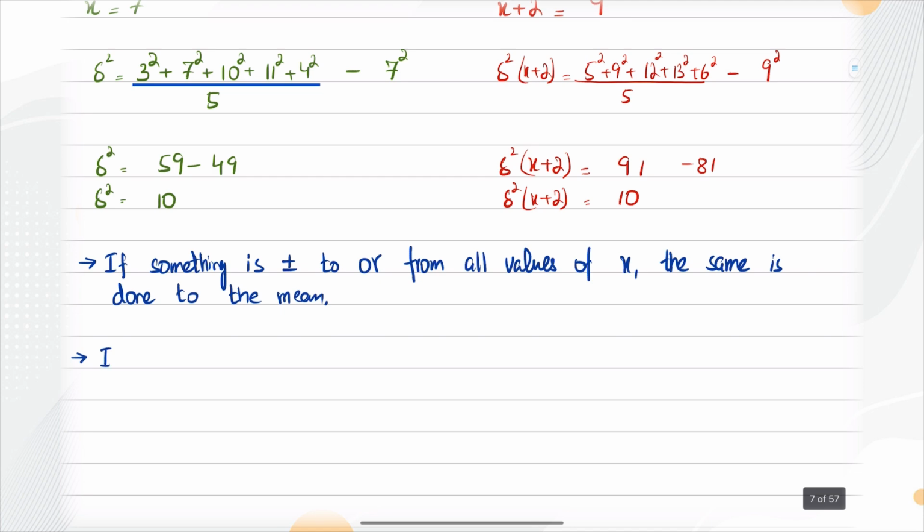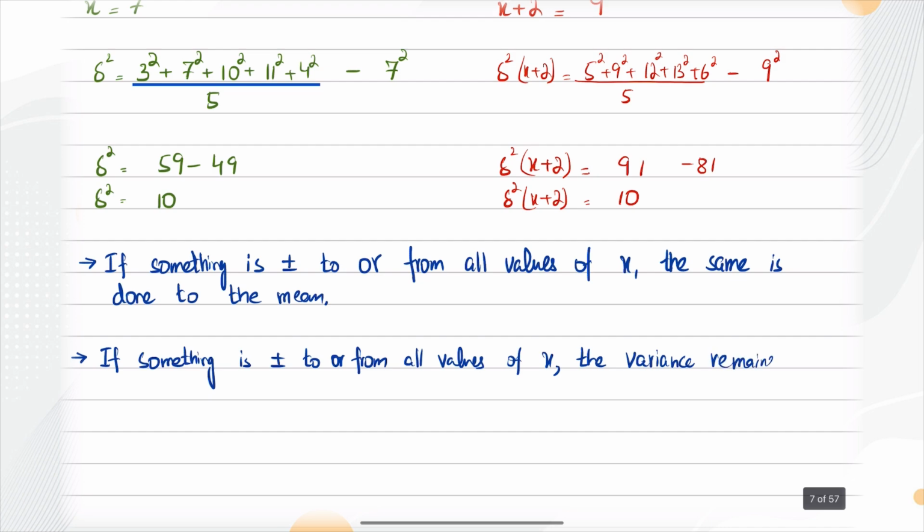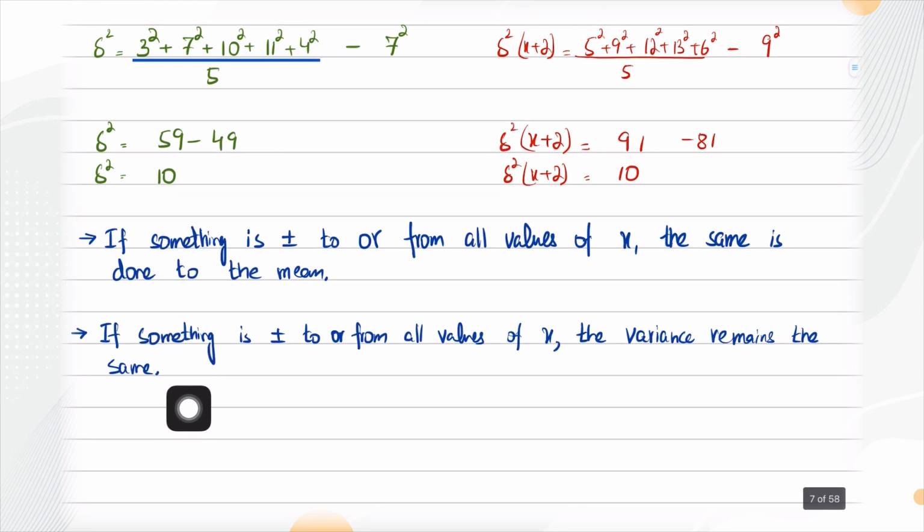Statement number 2 is about the variance. If something is added or subtracted to or from all values of x, what do you think happens to the variance? Well, the variance remains the same. As we saw earlier, the variance remains the same. So using these 2 statements, let's try and come up with a few formulas.